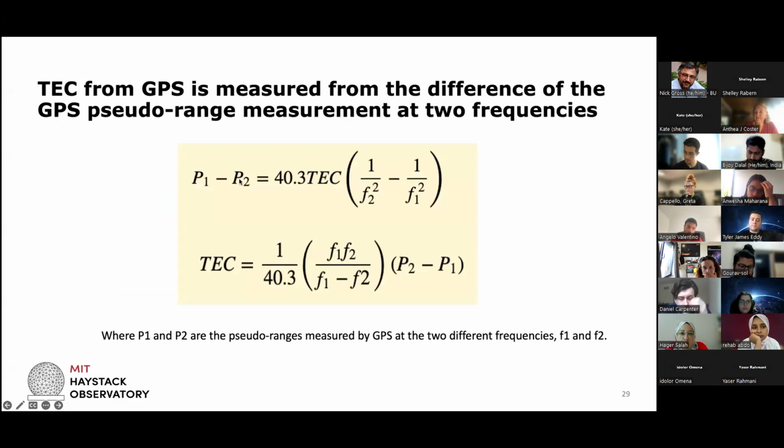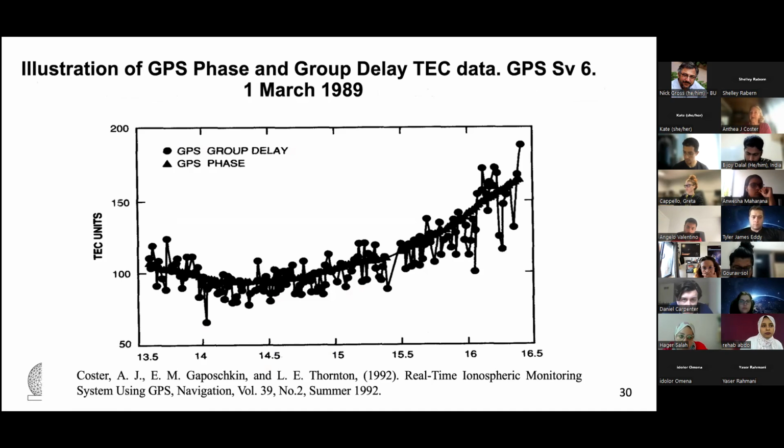Again, our measurement is the difference between the pseudorange measurement at 2 frequencies. Everything else cancels out, and that's how you work out what the TEC is. I'm just keeping this in for you so you have it to look back at. This is just an illustration of what a single satellite track would look like. There's both the group delay and the phase data. The phase is actually much smoother than the group delay.